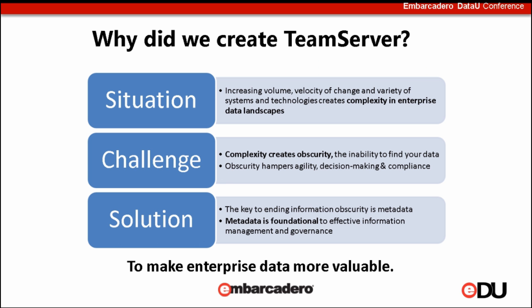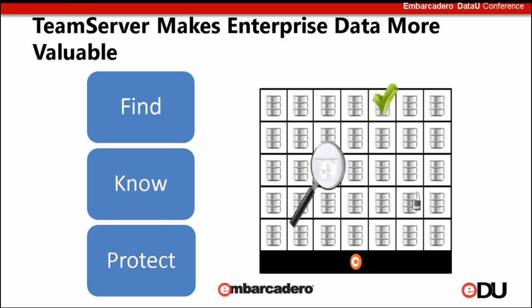So why do we create it? Again, this is going back to the same one before. The key to ending information obscurity is the metadata. So we need to do that. And just the last one here, we're trying to make enterprise data more valuable by cleaning it up, by defining it, by structuring it, by protecting it. With Team Server, the users are empowered to find, know, and protect the critical enterprise information assets.